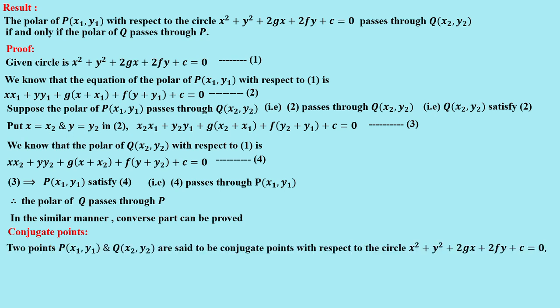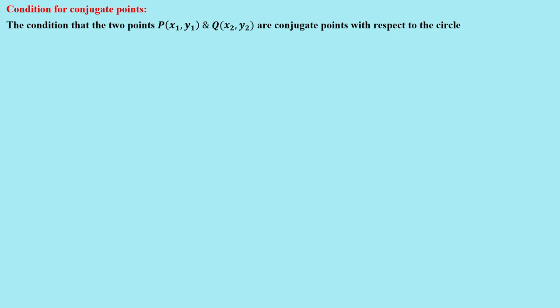So, conjugate points. Next definition: two points P(x1, y1) and Q(x2, y2) are said to be conjugate points with respect to the circle x² + y² + 2gx + 2fy + c = 0 if Q(x2, y2) lies on the polar of P(x1, y1) and vice versa. Like the previous result, if the polar of P passes through Q(x2, y2) and the polar of Q passes through the point P(x1, y1), then the two points P and Q are conjugate points, right?